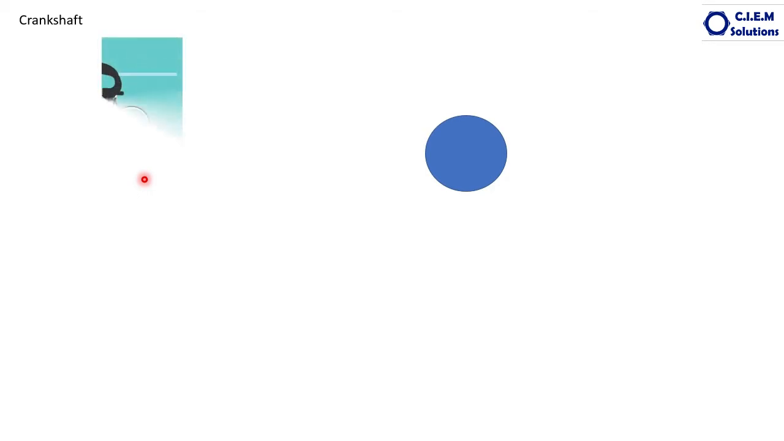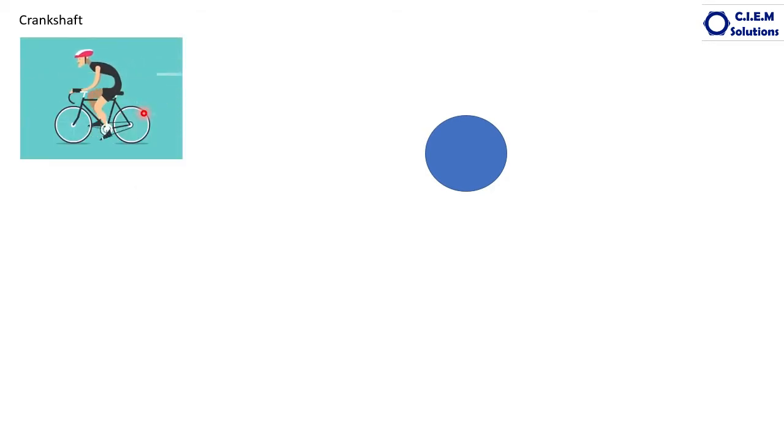Let us look into that. You can see this small animation. A man is pedaling a bicycle. Observe how his legs are moving, his knees or toes. The legs are moving up and down. That is a linear or reciprocating motion, whereas the wheels are rotating in a circular motion. So how is this linear motion converted into rotary motion?